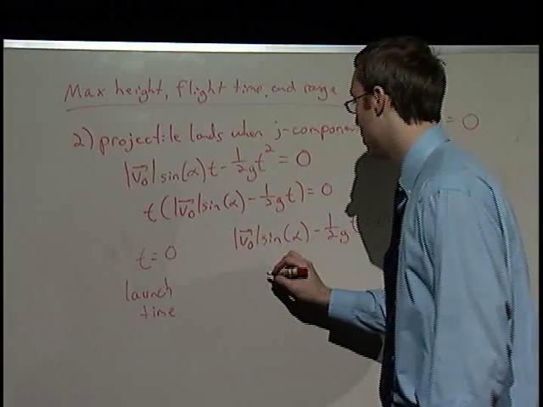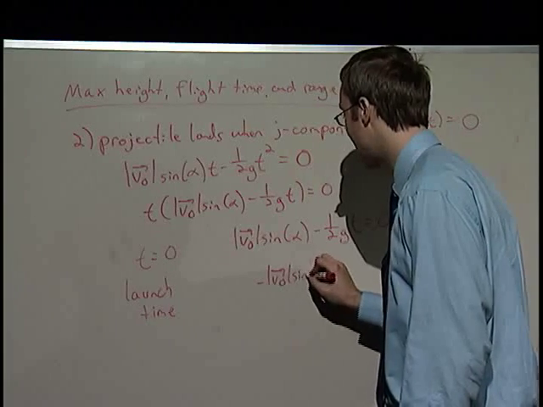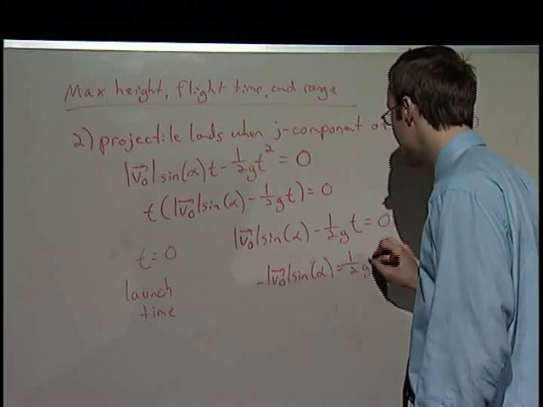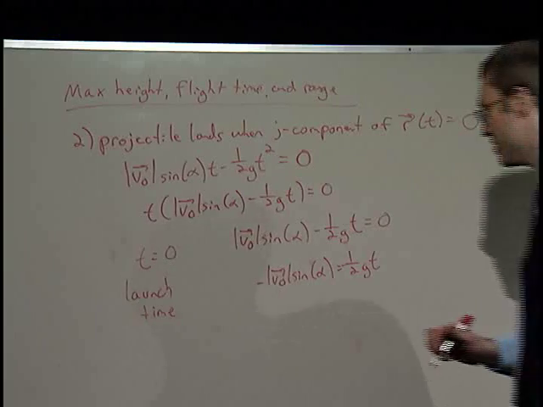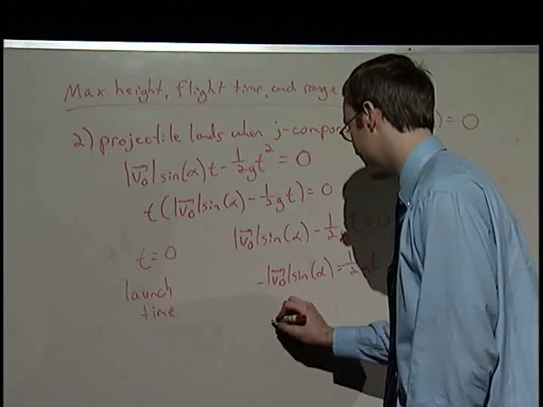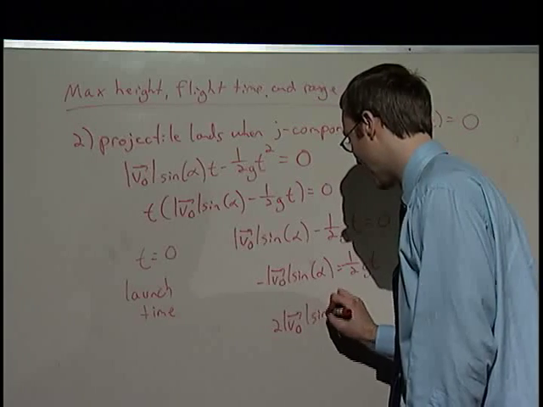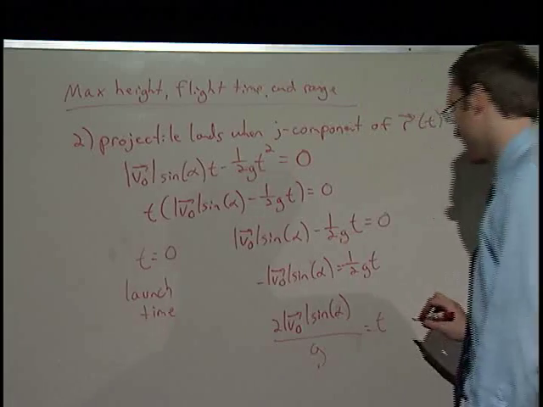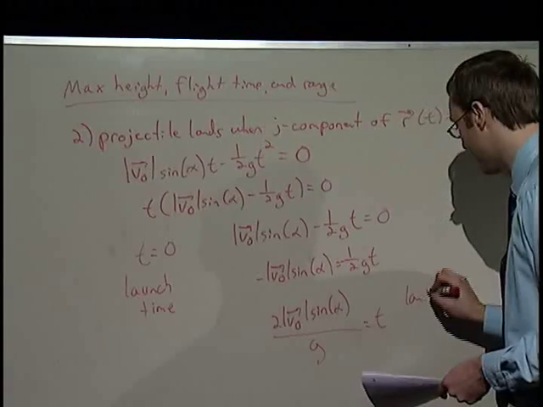So this is negative v naught sine alpha equals negative 1/2 g t. We need to multiply by negative 2 over g. This gives us 2 v naught sine alpha over g is equal to t. Is that what I have here? Yeah, good, it is. This is the landing time.